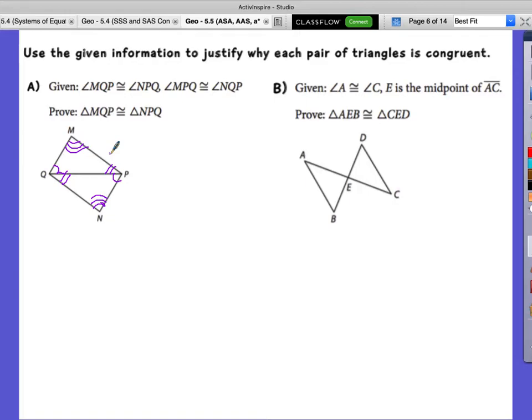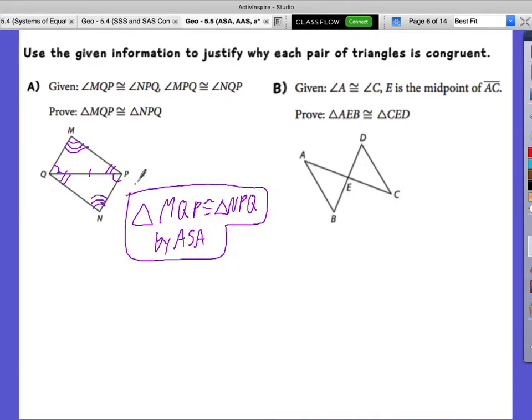Can we do one more thing? QP is congruent to itself, right? By the reflexive property. Now do we have enough? Yeah. And we can do it by what method? Angle side angle. Angle side angle and angle angle side are different. The side is between two angles, whereas angle angle side would not be included. Yes, that is the difference that you need to make.